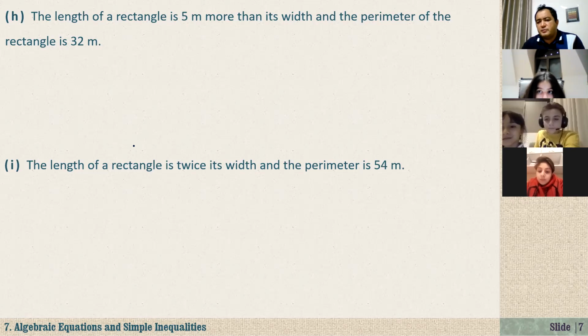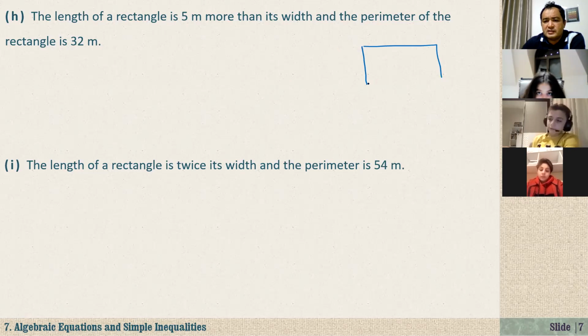Guys, in geometric problems, Salim, Ibrahim, Al-Akbar, you always need to draw a picture, or a diagram, or any geometric figure. Since here we are talking about a rectangle, let's draw it first, and after that label its sides, and after that we can form our equation. It says that the length of a rectangle is 5 meters more than its width. So do we know its width? We don't know. Let's say it is x meters.